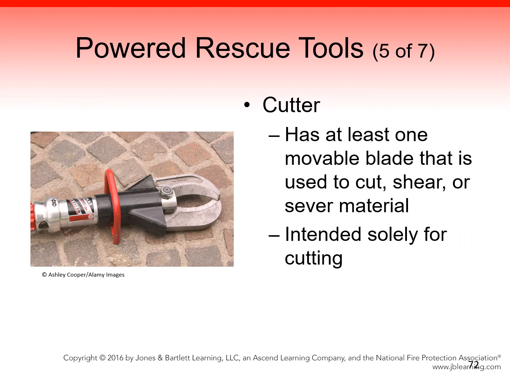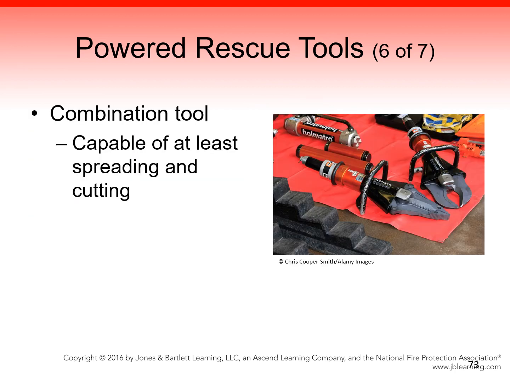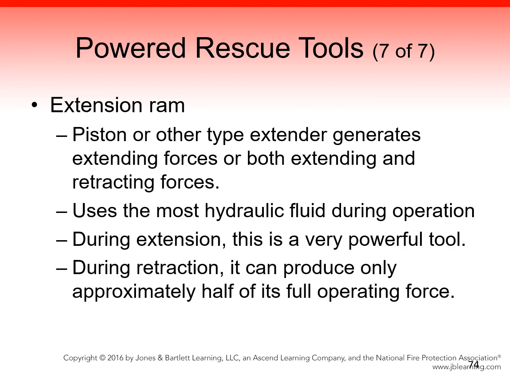A cutter, shown in Figure 11-32, has at least one movable blade that is used to cut, shear, or sever metal. The design of this tool means that it is intended solely for cutting. A combination tool is capable of at least spreading and cutting. An extension ram has a piston or other type of extender that generates extending forces or both extending and retracting forces.